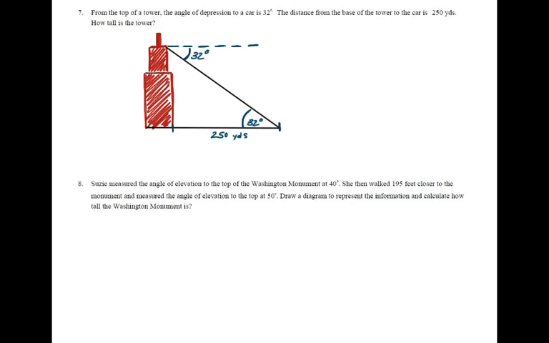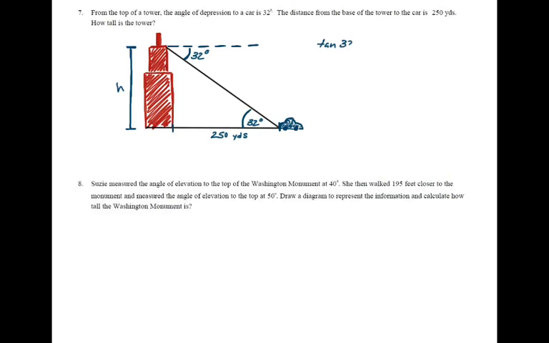So we're told the distance from the car to the tower is 250 yards, so I'm going to label that, and I'm going to draw a little car here. So again, this is a right triangle. We don't know two sides, so I wouldn't use the Pythagorean theorem, but I do know one side. I have h, which is opposite my 32 degree angle, and I have 250, which is adjacent to my 32 degree angle.